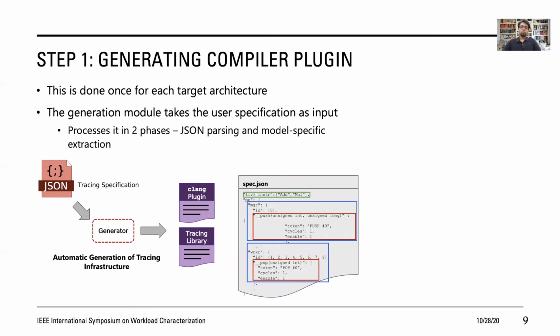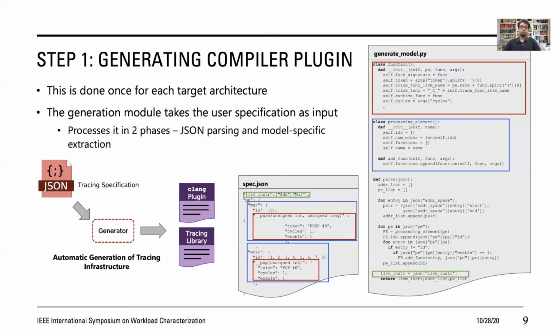This is a snippet of the specification file, and this is from the generation script. The green box shows a list of LLVM instructions that are filtered in, while the blue box shows the metadata recorded for each PE. Lastly, the red box here shows primitive specific information, and these boxes are parsed differently by different parts of the generator, as is shown.